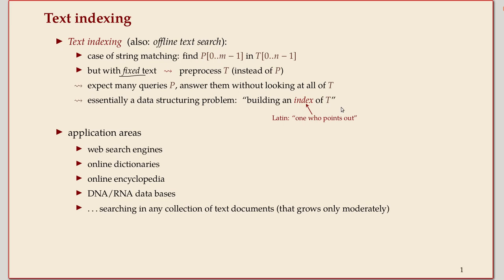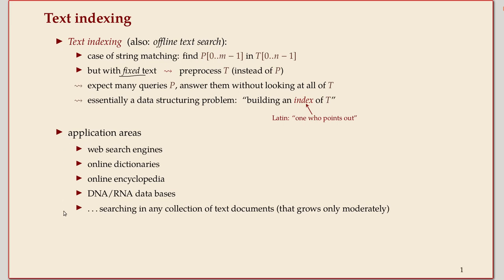The name of this game, text indexing, comes from indices, which are usually used in books. That's the thing at the very end where you can find words, and then it points you back to where in the book that occurs, where it is explained. And we'll use something similar. The name surely comes from that idea. And well, if you care, it means one who points out. So it's always something pointing back to positions in the text.